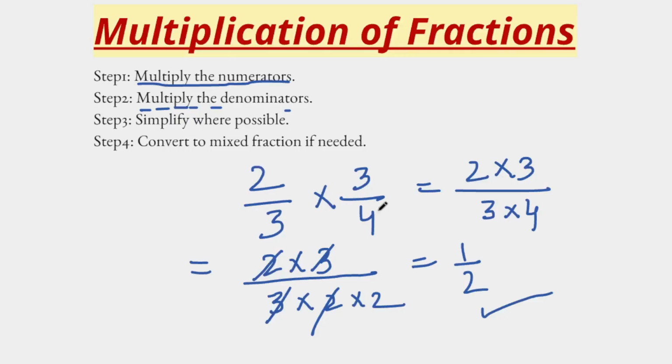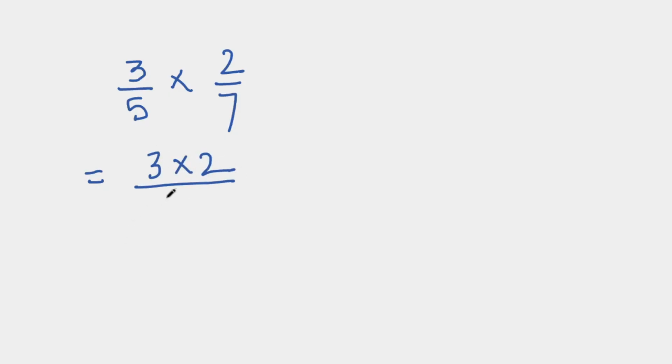Alright, moving on to a next multiplication, we will take an example 3 by 5 multiplied by 2 by 7. Again following the same steps, we will multiply the numerator first. So 3 multiplied by 2. In the denominator, we will have 5 multiplied by 7. Here we see there are no common factors in the numerator and denominator. So we will just multiply it and write the product in the numerator and denominator. So 3 times 2 is 6 and 5 times 7 is 35. So this is the product.